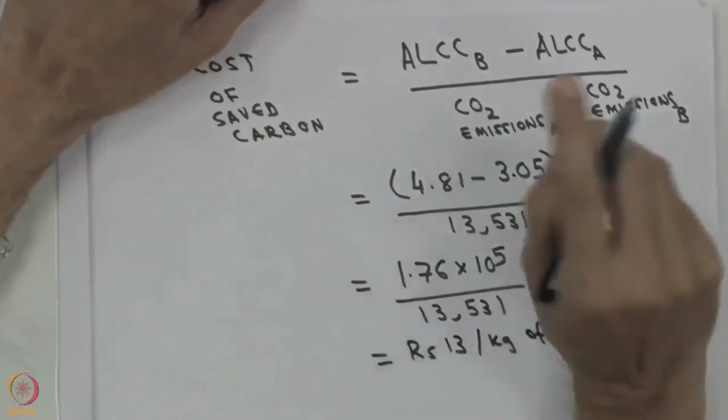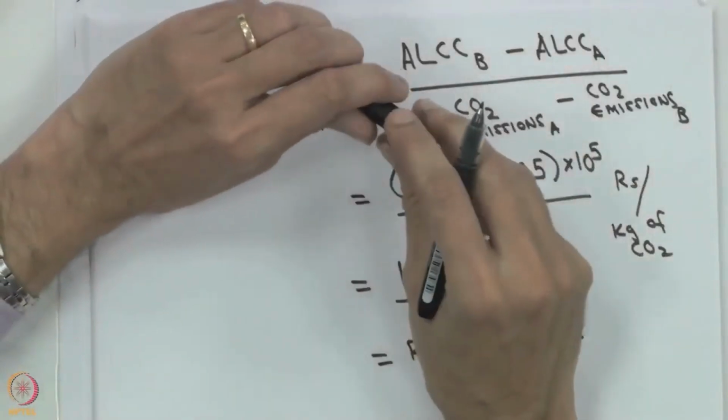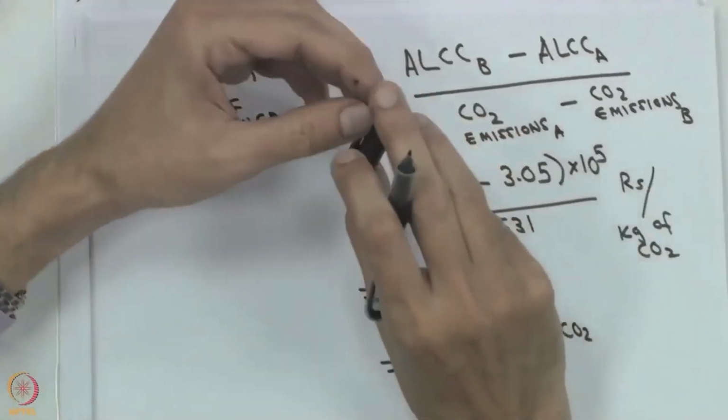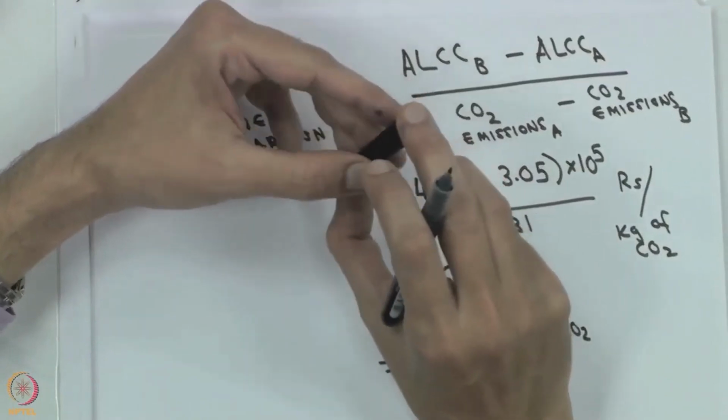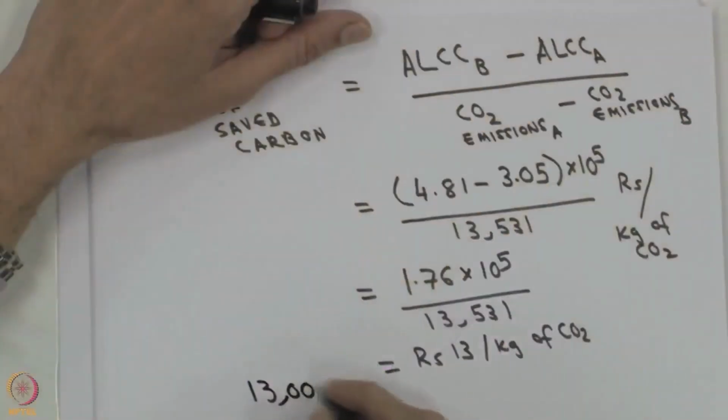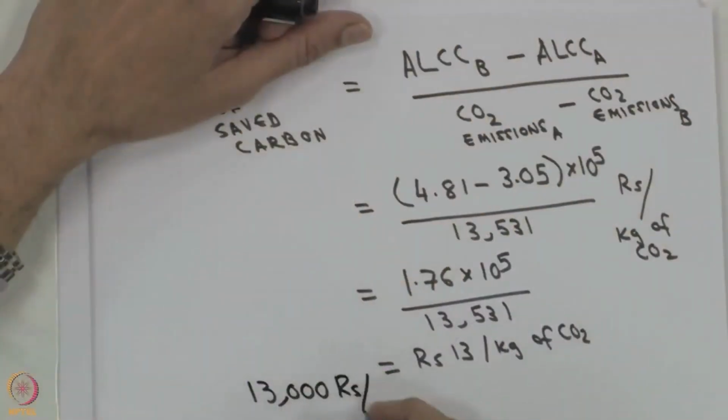Often when we talk in terms of carbon savings and the cost of saved carbon, we usually talk in terms of certified emission reduction. One certified emission reduction or CER is 1 ton of CO2 saved. So, let us calculate. This is per kg, we can make it per ton. It will be 13,000 rupees per ton of CO2 saved annually.